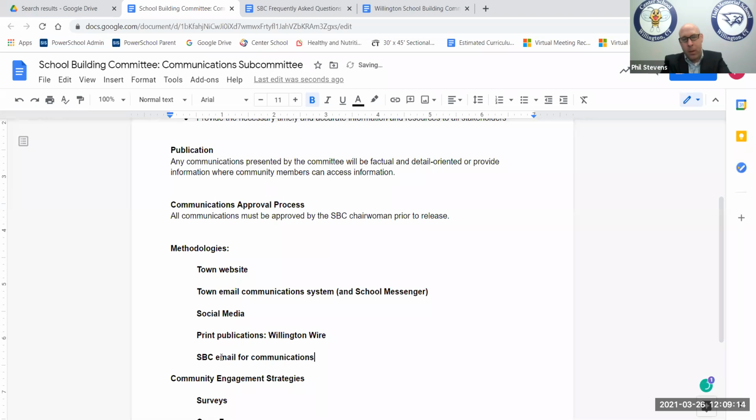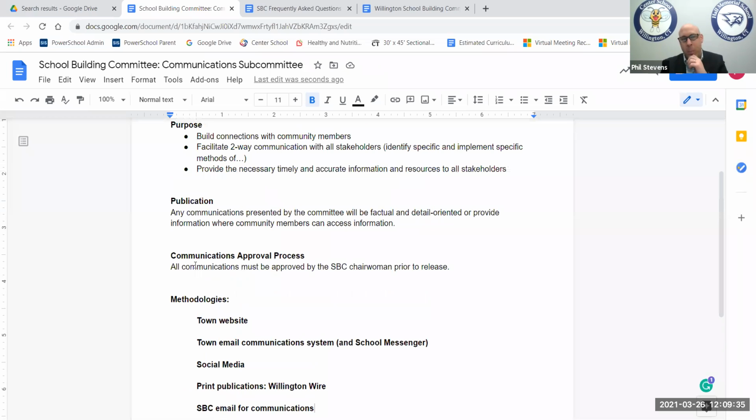I like that. I'll add that in there. It's already set up. We did this in an article in the Willington Wire, and it was, again, just the facts. Here's how we got to this process. Here's when the vote was for the town meeting. This SBC email is set up already, so people can just send in emails.